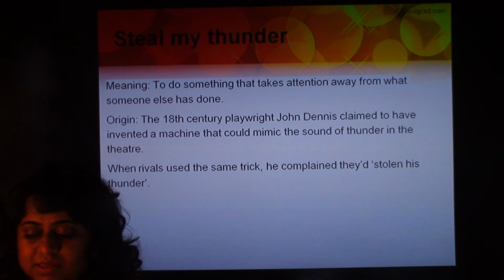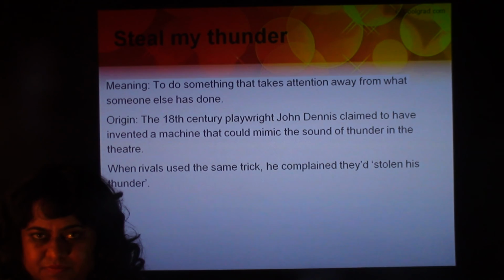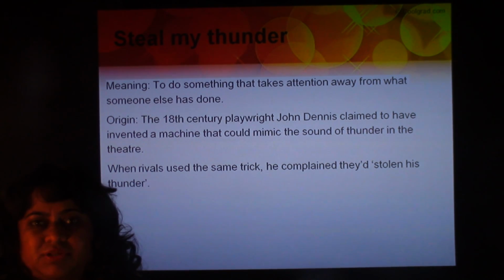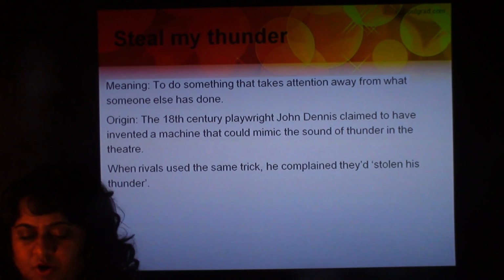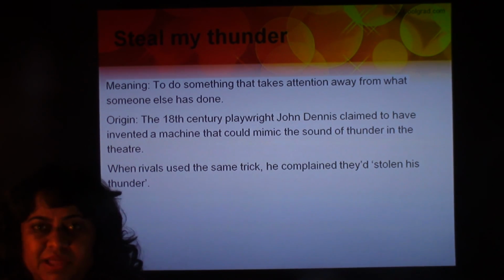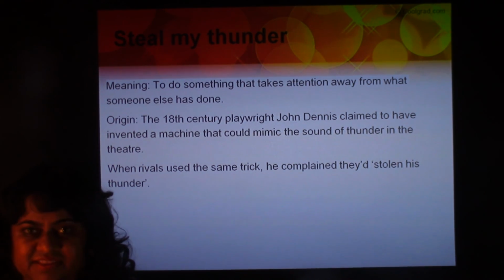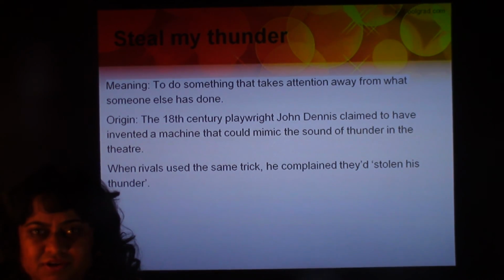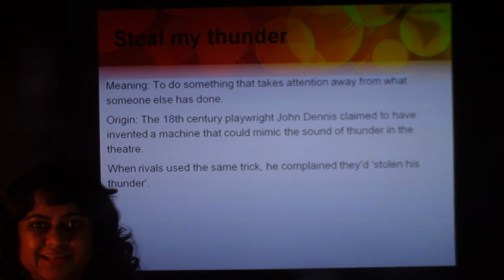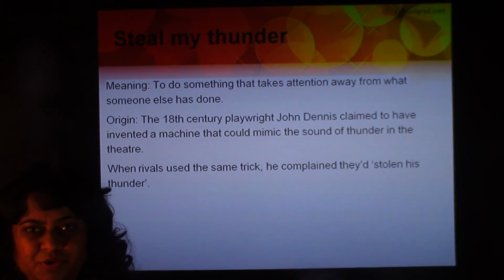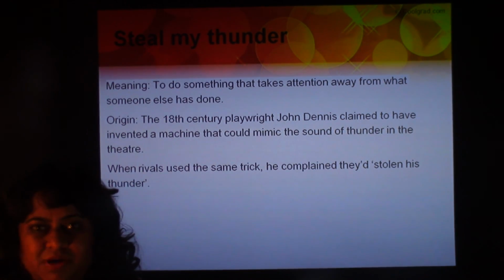Steal my thunder. It means to do something that takes attention away from what someone else has done. It's almost like stealing someone's copyright. So the origin of this phrase is that in the 18th century there was this playwright, John Dennis, who claimed to have invented a machine that could mimic the sound of thunder in a theater. And his rivals used the same trick. He complained they'd stolen his thunder. They stole my thunder. So in a general context, to steal someone's thunder means somebody put in the hard work and invented and did something, and you used it without giving credit to that person. So that's what it means, to steal someone's thunder.